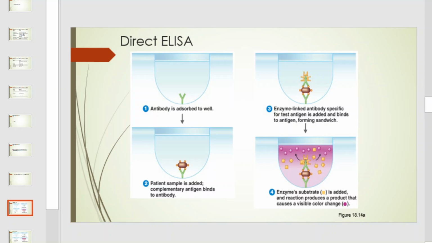This is an illustration of direct ELISA, where an antibody is absorbed to a well or delivered to a well. Then a patient sample is added, and complementary antigens bind to the antibody. Enzyme-linked antibody specific for the test antigen is added and then binds to the antigen, forming a sandwich of sorts. The enzyme substrate is added and a reaction produces a product that causes a visible color change.